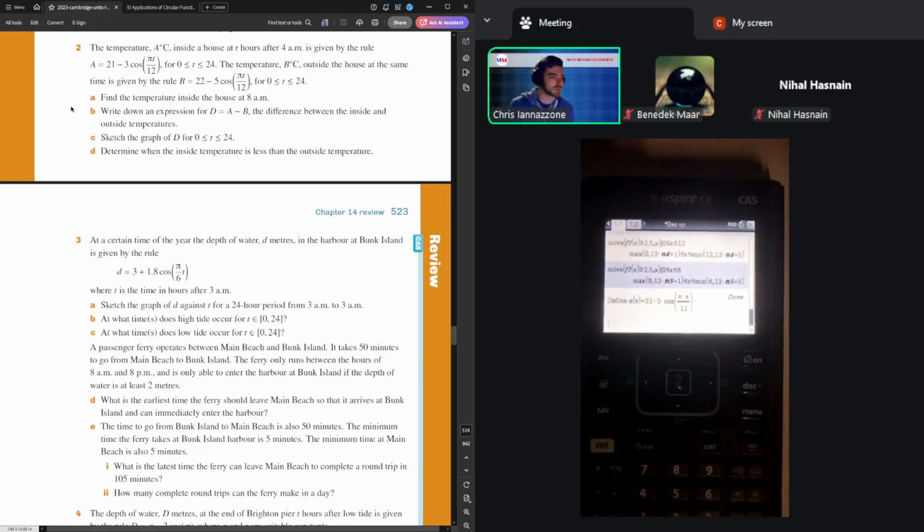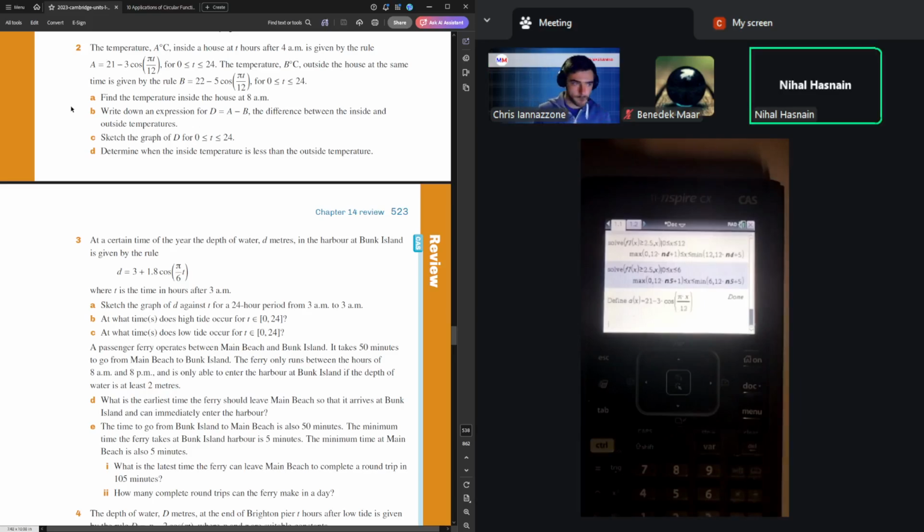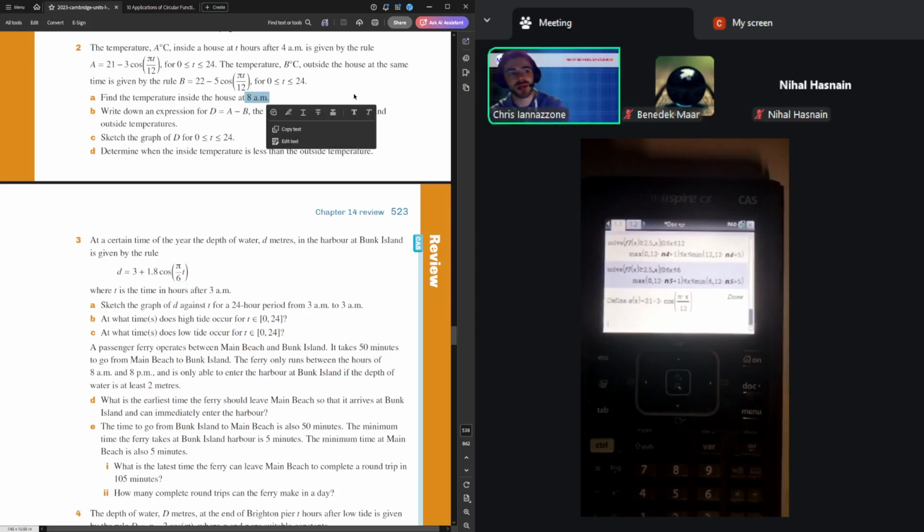How do I find the temperature of the inside of the house at 8 AM? Shove 4 in the equation. Yeah, why 4? Because it starts at 4 AM. That's it. Yeah, T is defined as hours after 4 AM. So 8 AM is 4 hours after 4 AM. Therefore, T would be 4 by this definition.